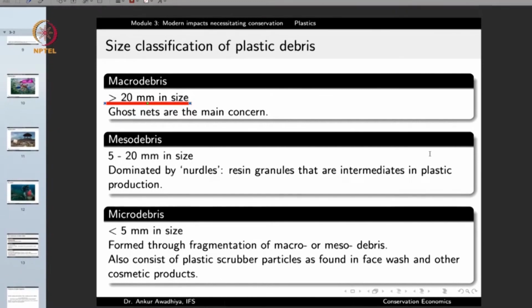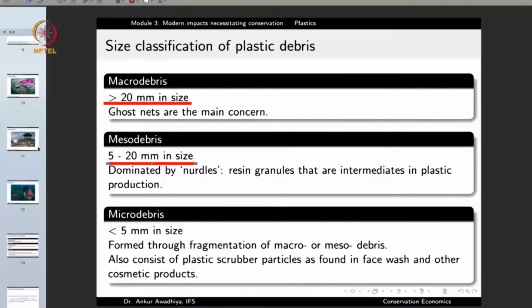Meso debris, meso means in between. So it is a debris that has an in between size, and we call 5 to 20 millimeter size plastics as meso debris. And they are dominated by nurdles. Nurdles are resin granules that are intermediates in the plastic production. Now, what that means is that when plastics are produced chemically, plastics are polymers. So we start with monomers, we polymerize those monomers, and then we get to a polymer. Now, this polymer is then formed in the form of small resin particles. They are like this big.